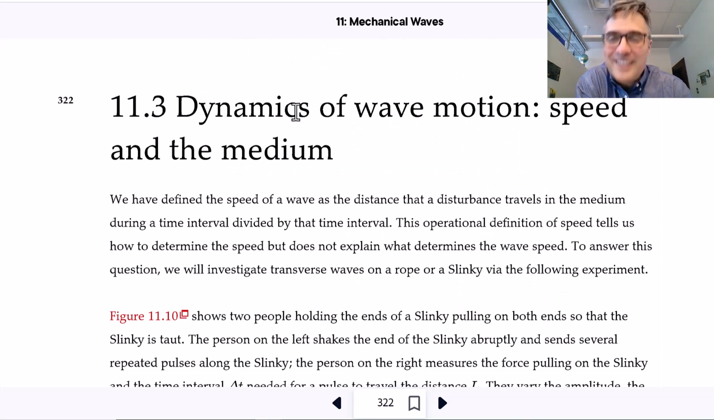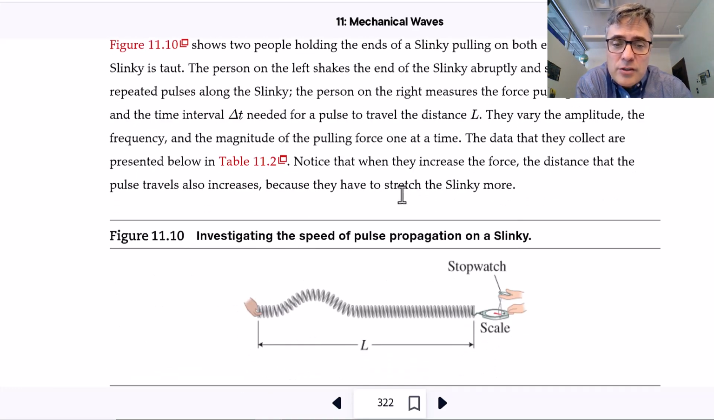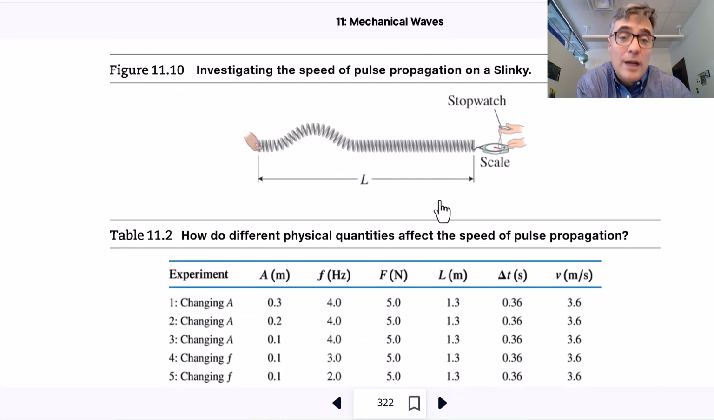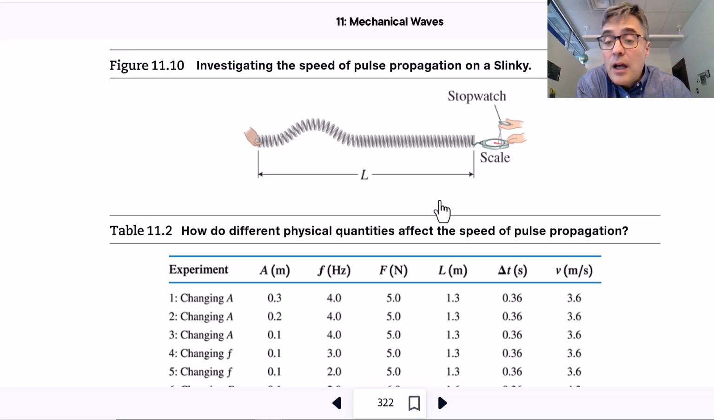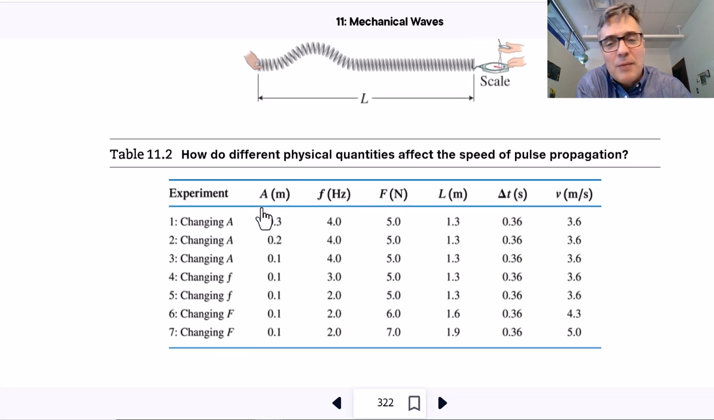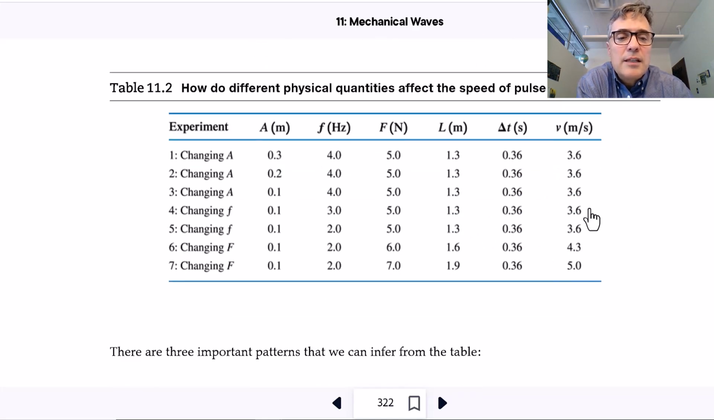There's definitely a lot to read today, but section 11.3, the last section, is on wave speed. So I told you we'd be coming back to that. So what determines the speed of a wave? Well, it turns out that it's the properties of the medium in which the wave travels which determine how fast waves travel. So they go through this observation experiment. If you change different things about the wave, change its amplitude, change its frequency, change the force on the spring, or the length of the spring, and then look at the different speeds.